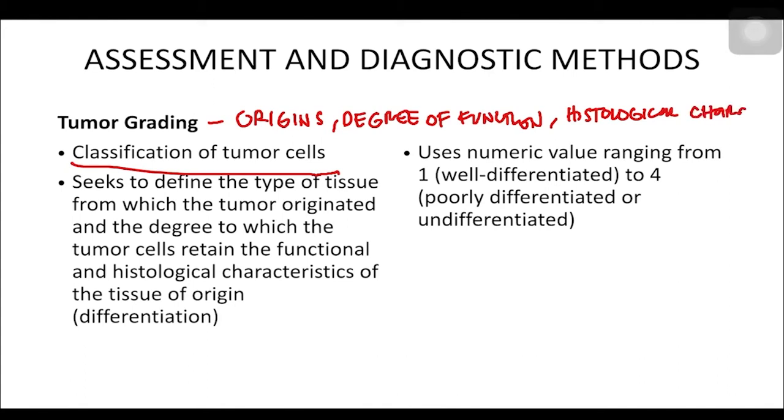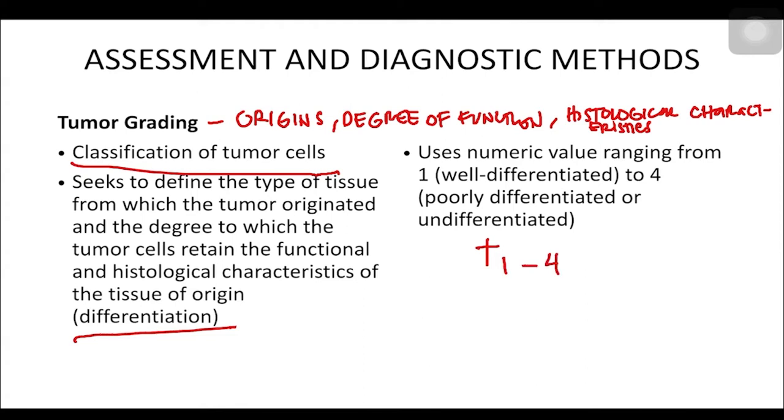Okay. So why is it graded this way? Again, it seeks to define the types of tissue from which the tumor originated, the degree to which the tumor cells retain the functional histological characteristics of tissue of origin for differentiation. Okay, it uses the numeric value ranging from 1 to 4. Again, 1 to 4.